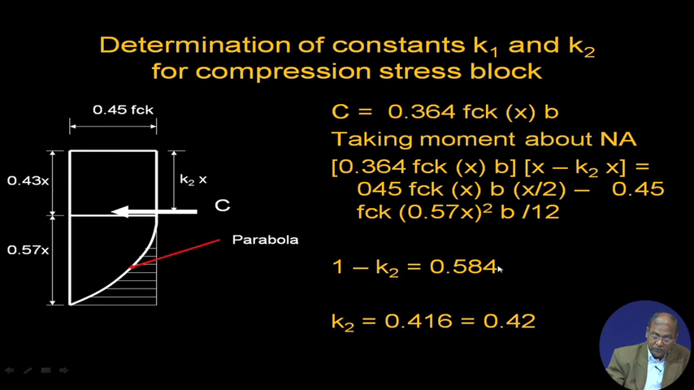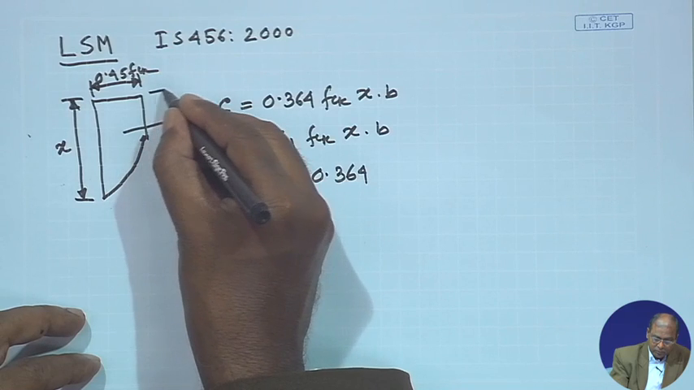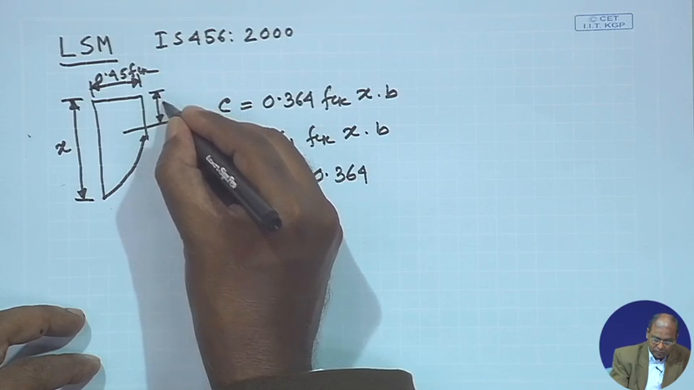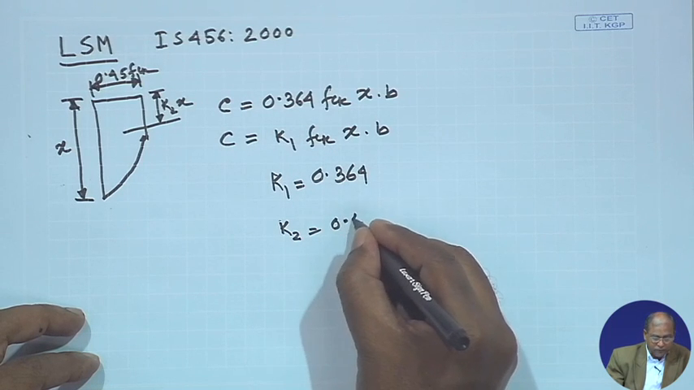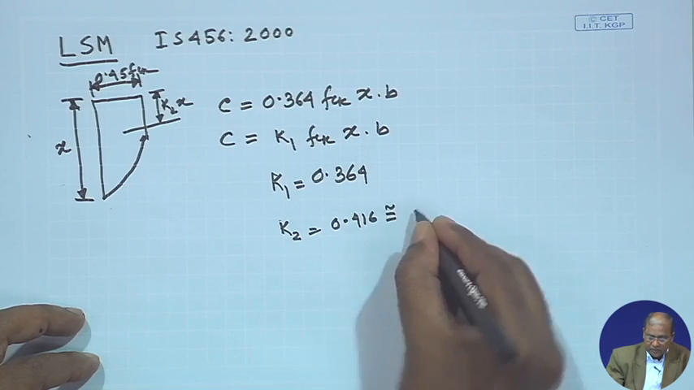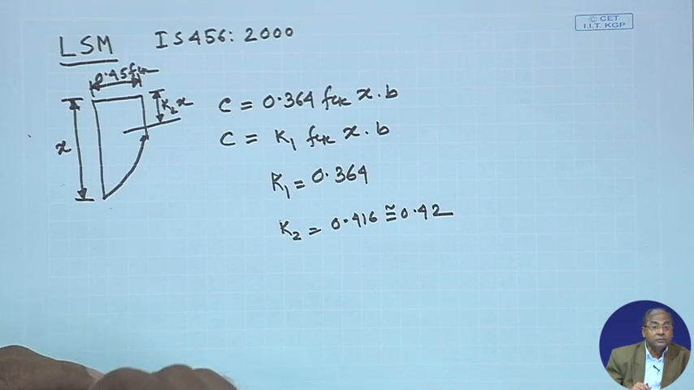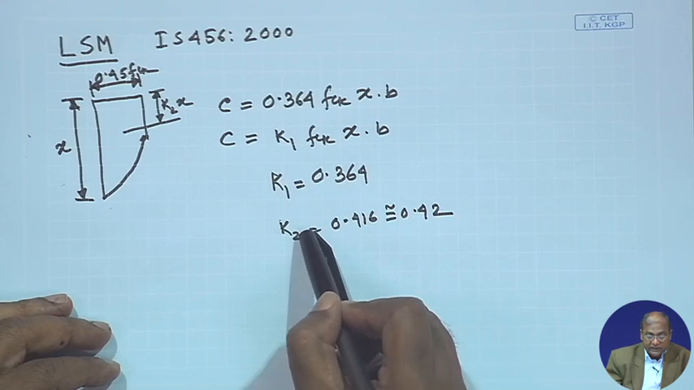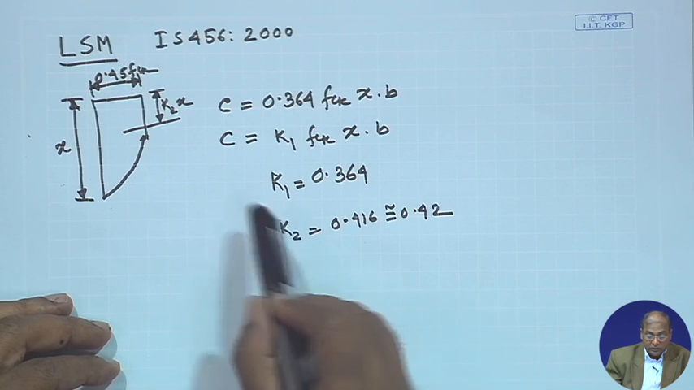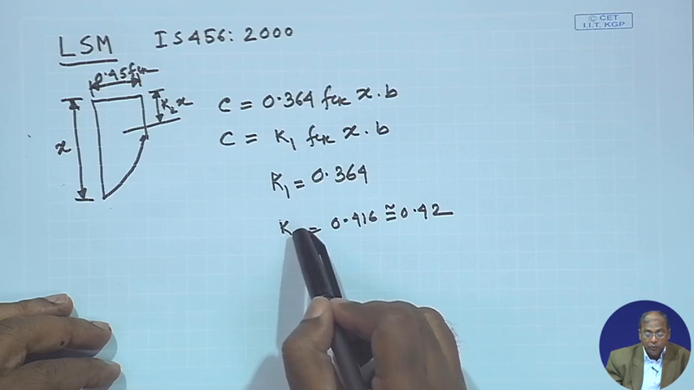So, let us note down that K2 equal to 0.416. So, it is very important here, K1 and K2. What I am trying to say here is that all the equations can be written in terms of K1 and K2. That is our objective.